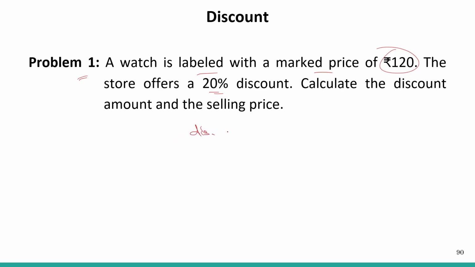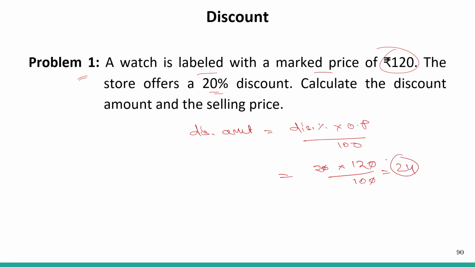Discount amount is equal to discount percentage into original price, whole by 100. So this is equal to 20 into 120 whole by 100. Cancelling the zeros from numerator and denominator, we are left with 24 rupees. This is the discount amount.